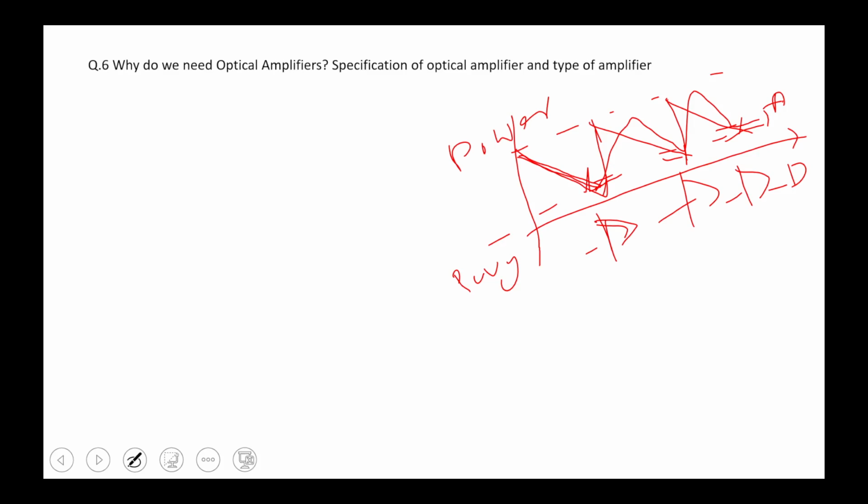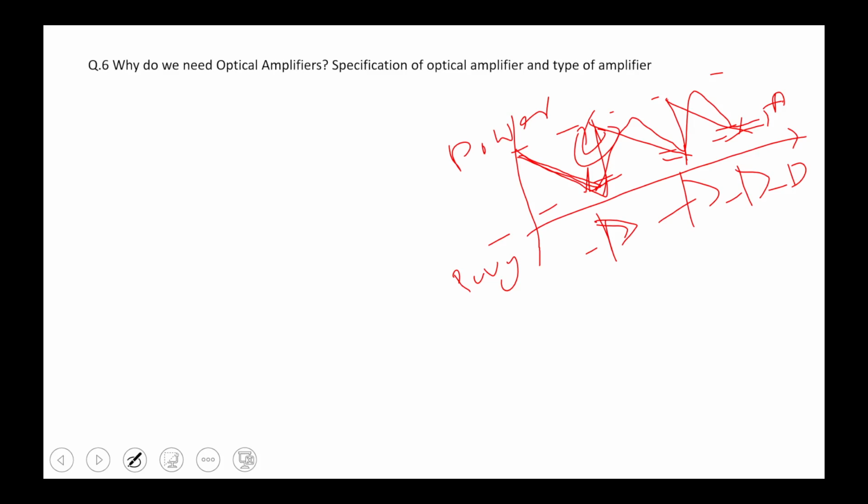it should have less noise figure. Maximum output power should be there, with less coupling losses. It has the maximum pumping efficiency, so it will be pumped more and amplify more to reach that launch power. It should not depend upon the polarization of light, and should have less crosstalk. Okay, so these are the specifications we require.